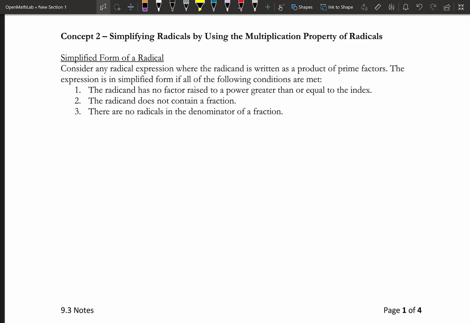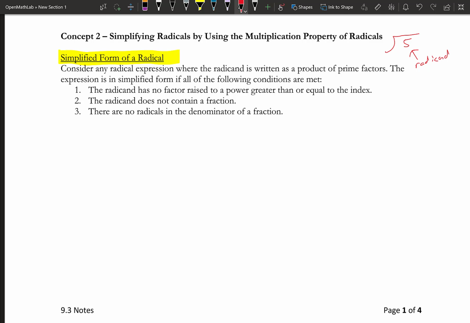Then concept 2 is titled Simplifying Radicals by Using the Multiplication Property of Radicals. It's important to note the simplified form of a radical. We're told to consider any radical expression where the radicand is written as a product of prime factors. Just remember the radicand is what's underneath. So if I have the square root of 5, 5 is the radicand, the expression underneath the radical.